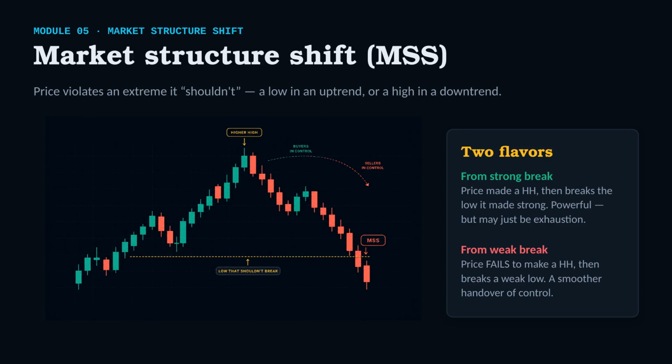On the right, the market structure shift from a break of weak structure. Same uptrend, but this time price fails to make a higher high. Then it breaks the previous low, which was weak structure. This usually represents a smooth transition of power between buyers and sellers. Less violent, more of a handover than a rupture. Same event name, two very different characters.